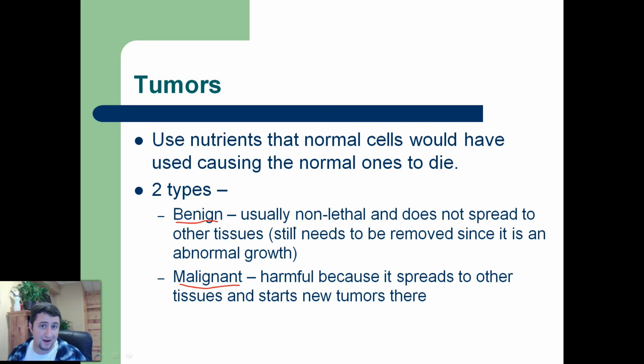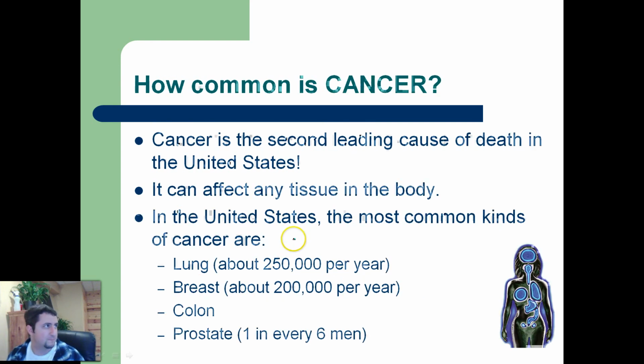Malignant tumors, though, on the other hand, have the ability to spread to other parts of my body, and they set up shop. They form other little tumors wherever they spread to, and that can be a problem because that will suck the lifeblood away from those other cells and can eventually kill the organism that they're in.